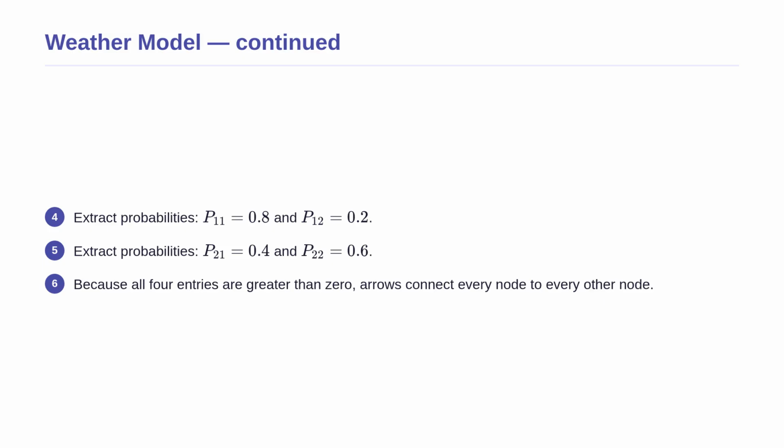Continuing with our weather model, let us analyze the rules hidden inside matrix P. The top left entry is 0.8, which is P11. This means there is an 80% chance a sunny day is followed by another sunny day. The top right entry, P12, is 0.2, meaning a 20% chance of rain after sun. The bottom row gives us P21 as 0.4 and P22 as 0.6. Because every single entry in this matrix is strictly greater than 0, we must draw arrows connecting every node to every other node, including arrows pointing back to themselves.